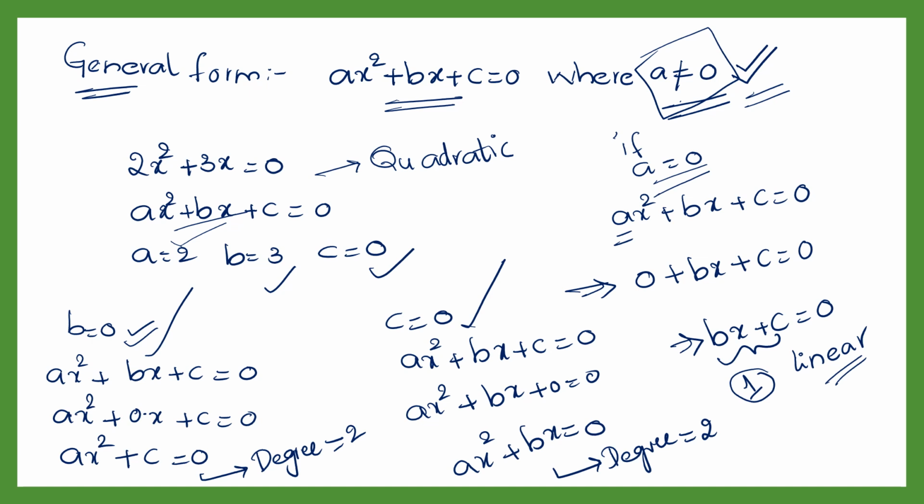This is the general form: ax square plus bx plus c is equal to 0. If the equation is in this form where a is not equal to 0, you can tell that the equation is quadratic. This is the second method of checking. Now let's solve the problems.